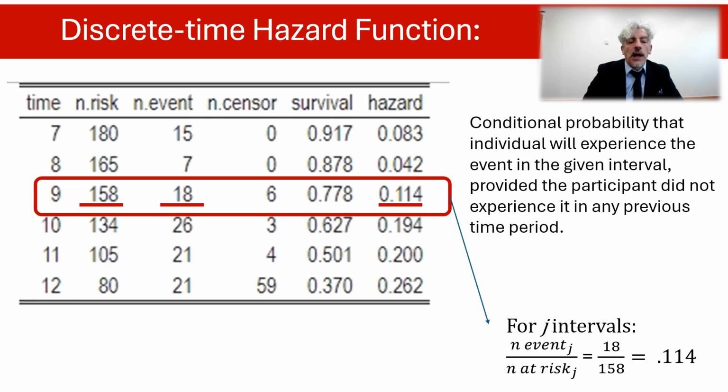And to illustrate how the hazard function is calculated, let's consider a time interval. In year 9, for example, the risk set is 158, and 18 participants experienced the event for the first time. So the probability of the event taking place in year 9 is 18 divided by 158, so 0.114. It's important to note that these proportions are maximum likelihood estimates of the discrete time hazard function.